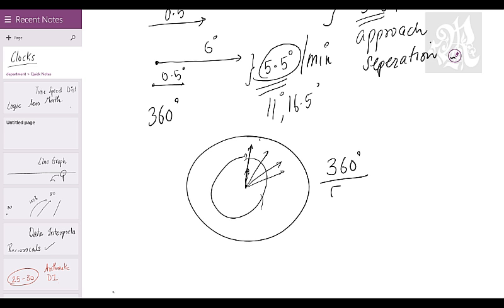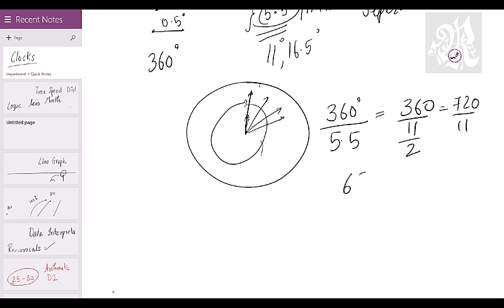5.5 degrees every minute. For 360 degrees, how many minutes? Divide by 5.5. What is 360 by 5.5? 360 upon 11 by 2. I just taught you 11 by 2. That's going to be 720 by 11. What is 720 by 11? If you convert to a mixed fraction, you arrive at a very brilliant number, which is 65 by 11.